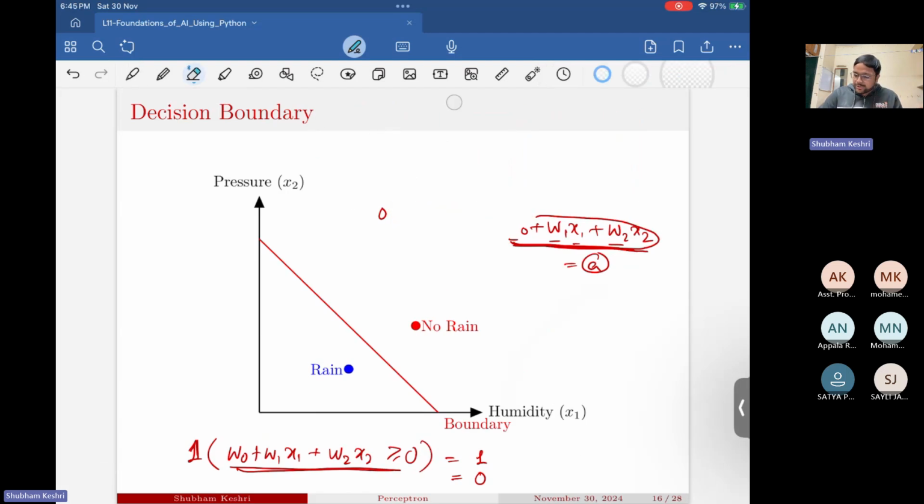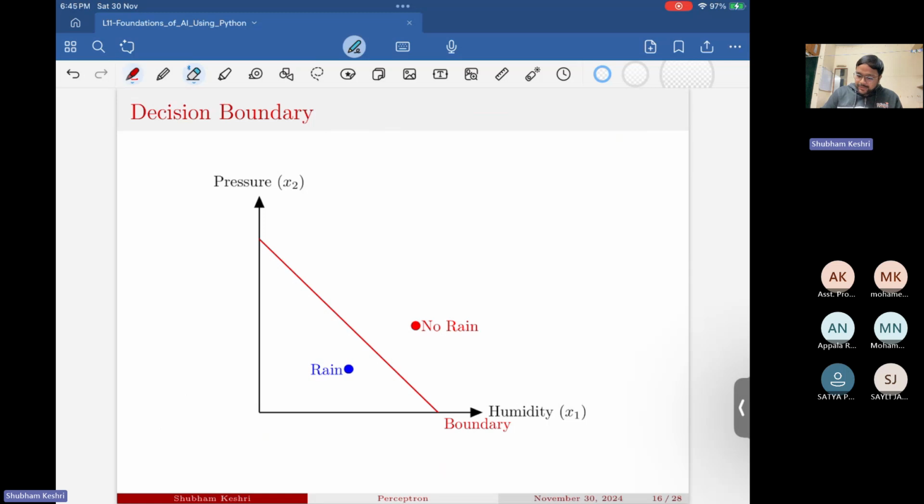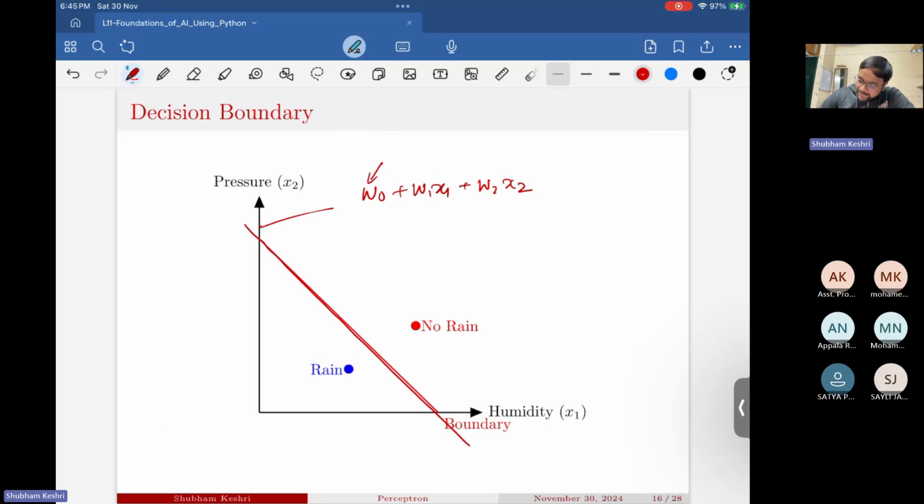Okay, forget this for now, I'll just show you how it is being done. So you see, this is the line which we are trying to obtain, the equation of this line. It will be something like this: W naught plus W1 x1 plus W2 x2. If you have these values W naught, W1 and W2, then you can take any point x1 comma x2. You can take any point. So this is x1 and this is x2.